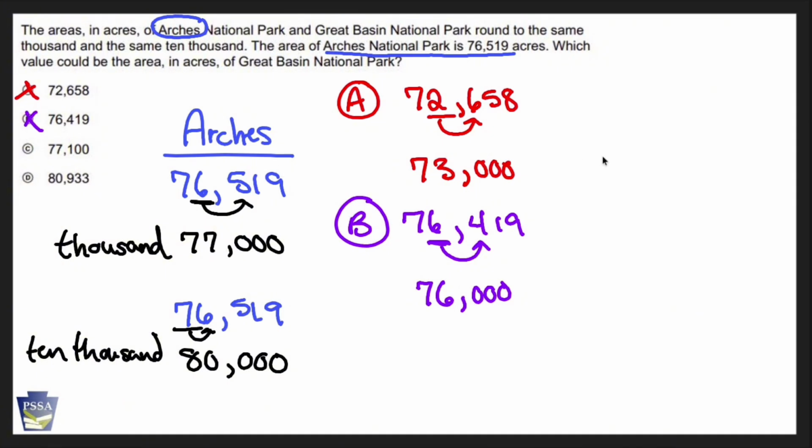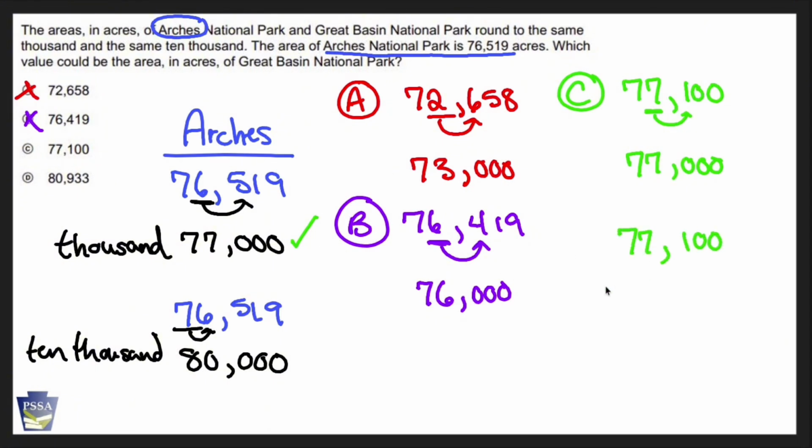Let's try C. 77,100. Go to your thousands place value, go to the right of it, 4 or below, let it go, and that stays at 77,000, which is what I want. So first check is correct. Now we have to see if this number is going to round up to 80,000. So we'll go to the 10,000s place value, look to the right of it, 5 or above, give it a shove, turn 77,100 into 80,000, which is what I want. Therefore, C is my answer. Very, very, very challenging problem.